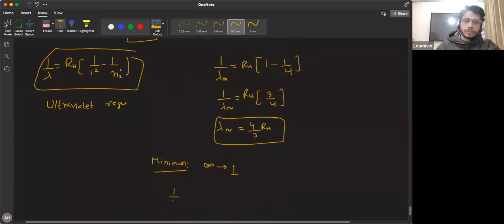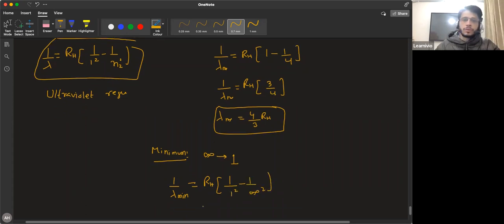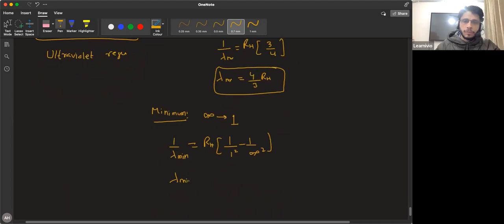For minimum wavelength, 1 by lambda minimum is Rydberg constant times (1 by 1 square minus 1 by infinity square). So it comes out to be 0. So lambda minimum will be 1 by RH, and here also your RH is in the denominator.